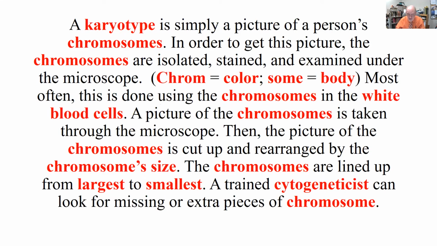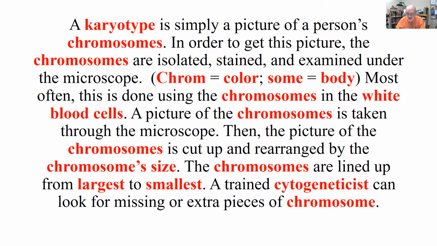A karyotype is simply a picture of a person's chromosomes. In order to get this picture, the chromosomes are isolated, stained, and examined under the microscope. The chromo part is Greek for color, and some is the Greek part for body. Most often, this is done using the chromosomes in the white blood cells. A picture of the chromosomes is taken through the microscope. Then the picture of the chromosomes is cut up and rearranged by the chromosomes' size.